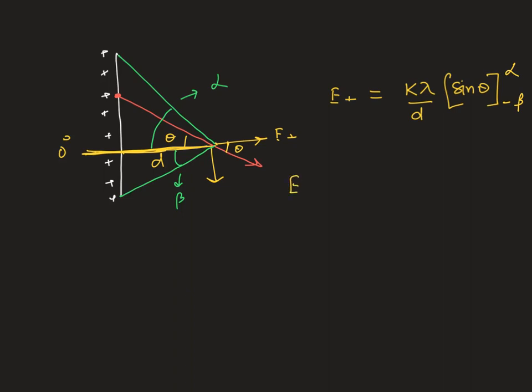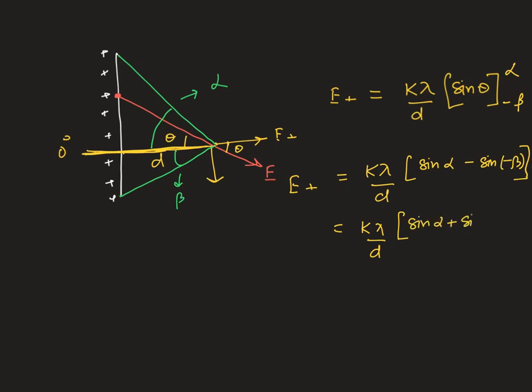So you'll have E perpendicular as k lambda by d, sine theta becomes sine alpha minus sine minus beta, and then we solve it. K lambda by d, sine alpha plus sine beta. This is the value of E perpendicular.